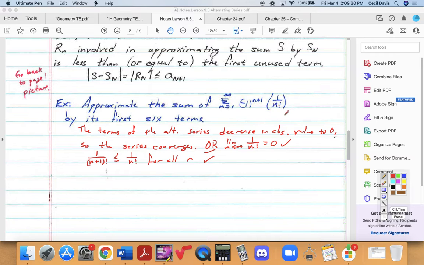So to approximate the sum by the first 6 terms, well, that's just going to be negative 1 to the n plus 1. So that's going to be positive 1. So this is going to be 1 over 1 factorial minus 1 over 2 factorial plus 1 over 3 factorial plus 1 over 4 factorial minus 1 over 5 factorial plus 1 over 6 factorial. And honestly, that's all you would have to do for this problem.